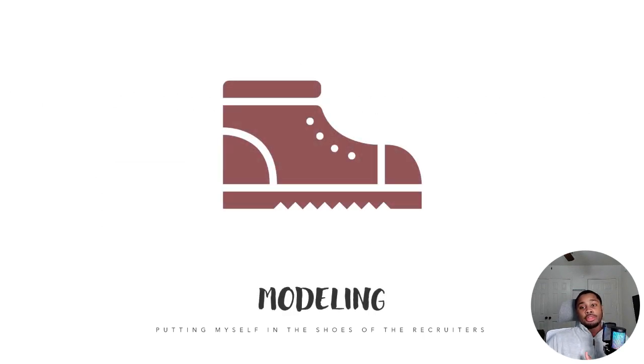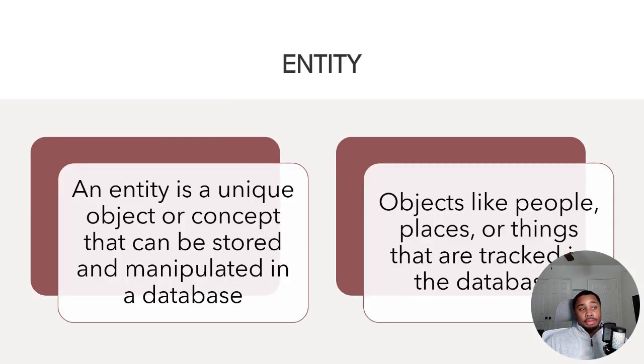So whenever I am creating this database, I am trying to put myself in the shoes of a recruiter. I'm thinking to myself, what information do I need to retrieve from this database, and what information will I need to store inside this database? So all that came into mind whenever I created the different type of entities that are in this database. So an entity is just a unique object or concept that can be stored and manipulated in a database. Object like places or things that are tracked in the database.